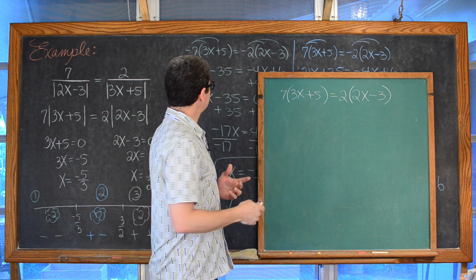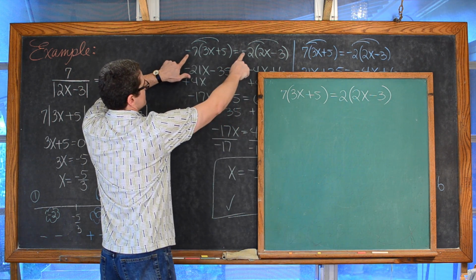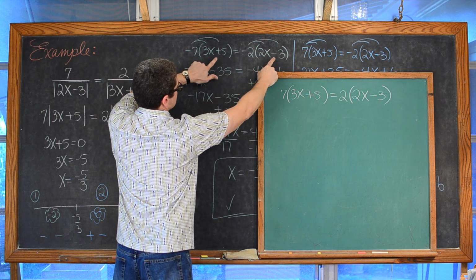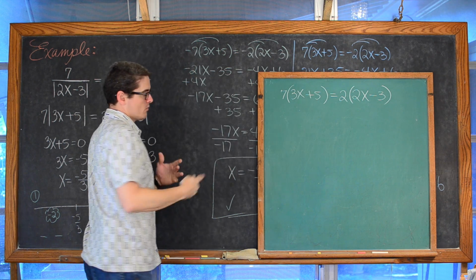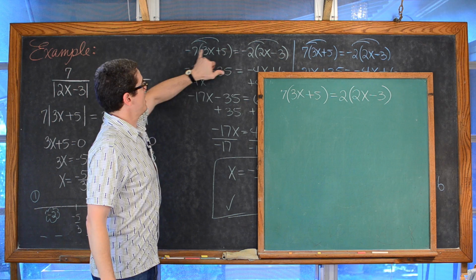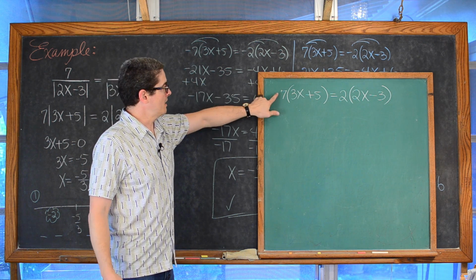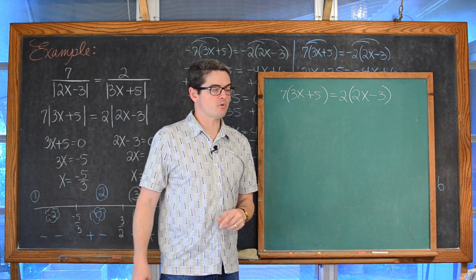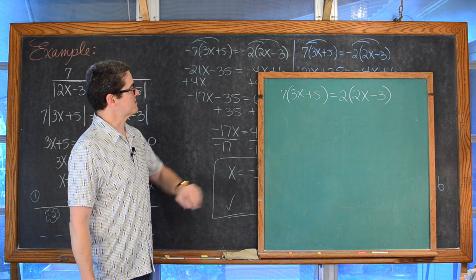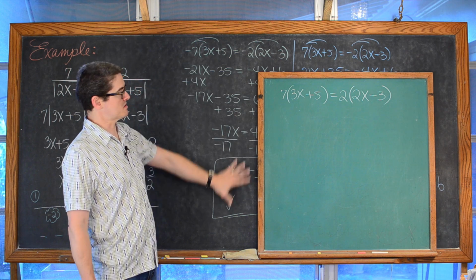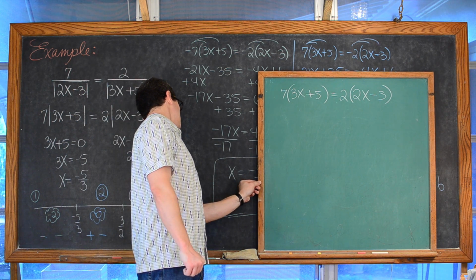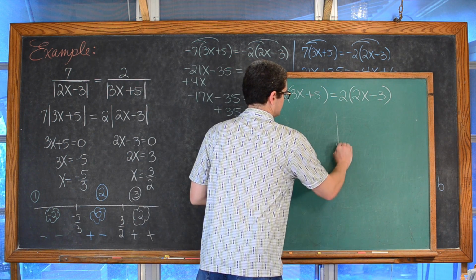Now, with this one, if you look at what we did with the first interval, both of those absolute value symbols need to be rewritten with an opposite type expression. Now, if I divide both sides of this equation by negative 1, I'm going to get positive 7 parentheses 3x plus 5 equals positive 2 times 2x minus 3. So the solution to this is going to be the same as what we've already found, and that was negative 41 over 17.